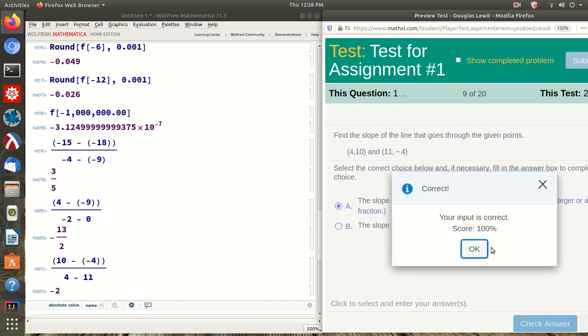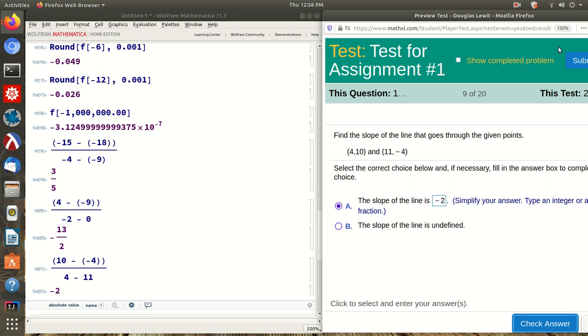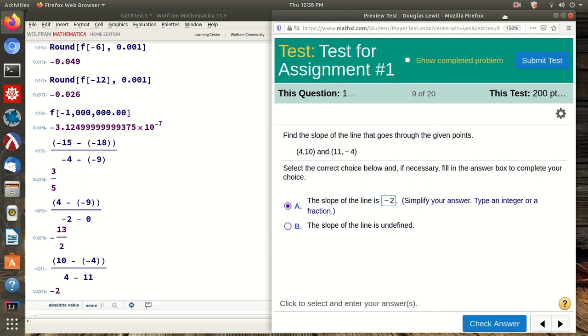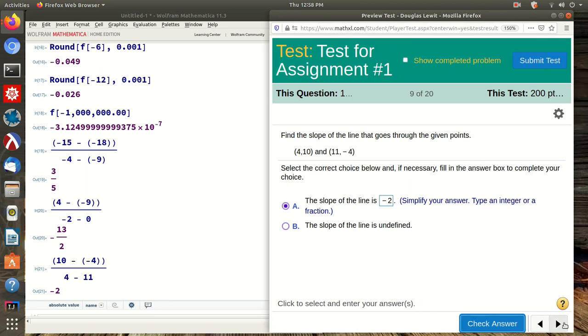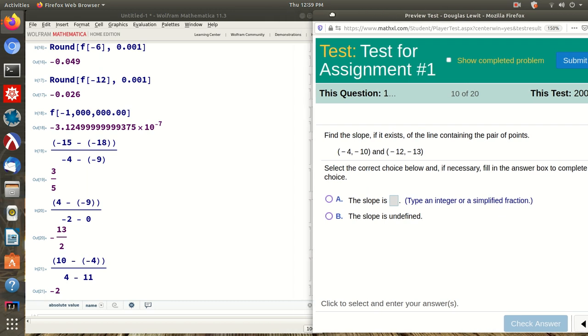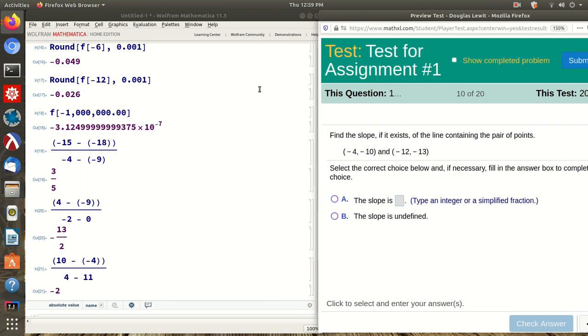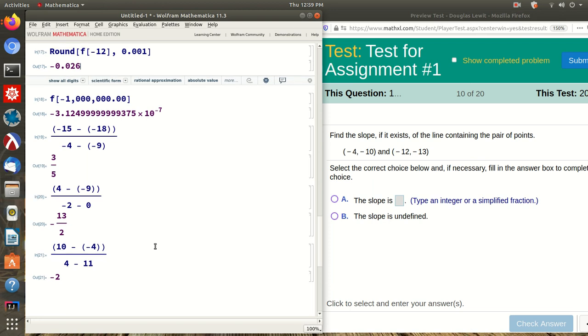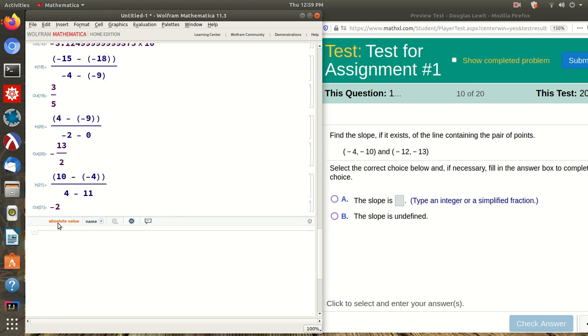Your input is correct. Score 100%. Okay. So we're almost half done. Find the slope, if it exists, of the line containing the pair of points. Again, I deliberately put these questions in there, guys, because I think these are really easy. They should be very easy for you.